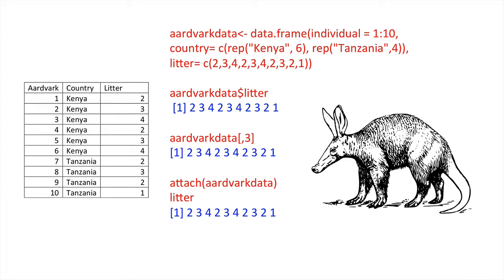But a word of caution, we should be very careful with attach because it's easy to attach more than one data set, and if those data sets share common variable names, you can get very confused about which variable you're actually referring to. So I always recommend that if you really need to use attach, then also detach that data as soon as you have finished using it. And I would strongly recommend that you don't attach several data sets simultaneously because life can get very confusing.